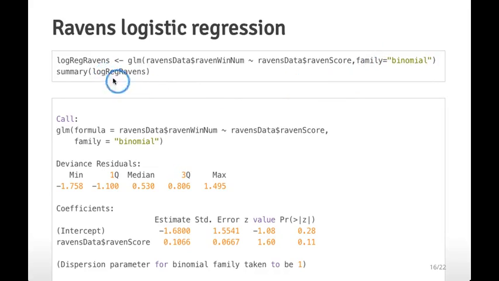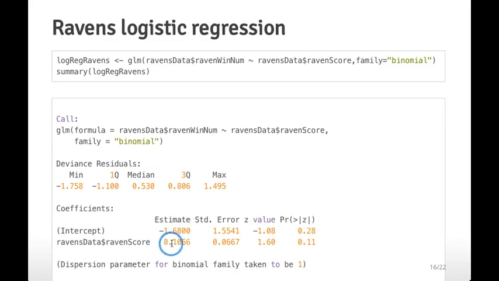Then you can look at a summary of this object, and it looks very much like the summary of the object that you would get if you did a linear regression model, but these coefficients are actually interpreted very differently. So the intercept term is the log odds of a Ravens win when they score 0 points. Since this number is negative, it suggests that the Ravens are less likely to win than they are to lose when they score 0 points. So in other words, it's more likely they're going to lose.